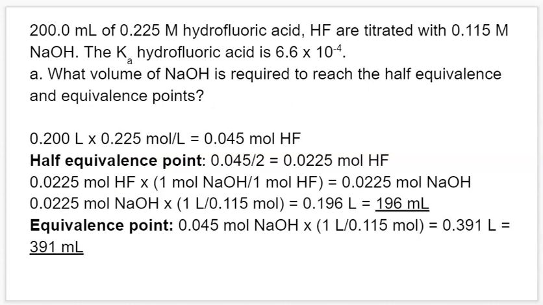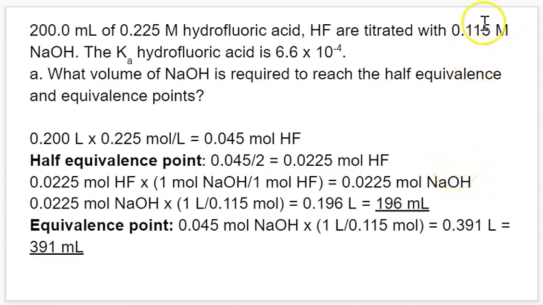So for the half equivalence point, we're looking for the point in the titration in which half of the moles of HF have been converted to F minus. So I take my moles of HF, which are 0.045, and divide that by 2, which means that at this point, we'll have 0.0225 moles of HF left, and we will have formed 0.0225 moles of F minus. And since the HF to NaOH is a 1-to-1 ratio, that means that we will have also added 0.0225 moles of sodium hydroxide to get to this point.